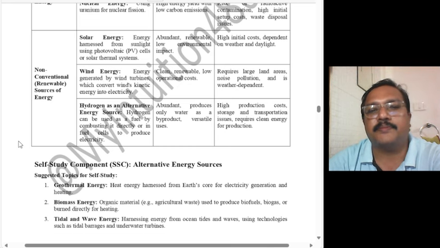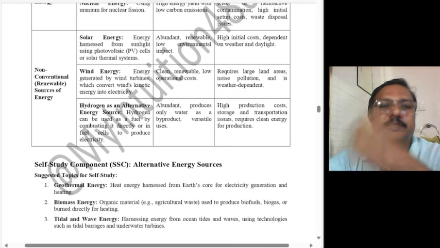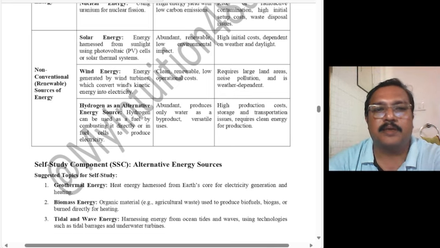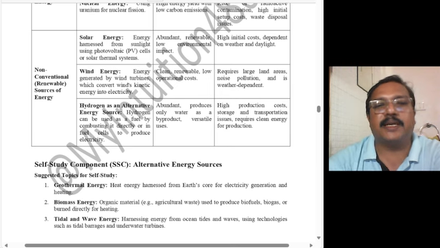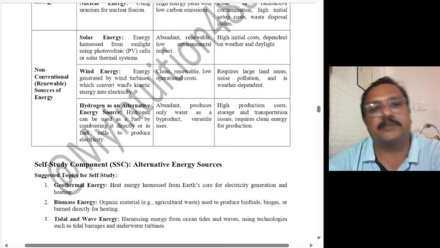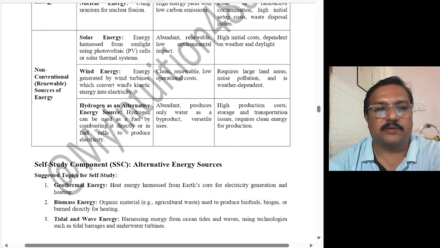Wind energy is captured by wind turbines. The wind's motion turns the blades and then produces electricity. The advantage is that it is very clean, renewable, and has low operating cost once the turbines are set up.